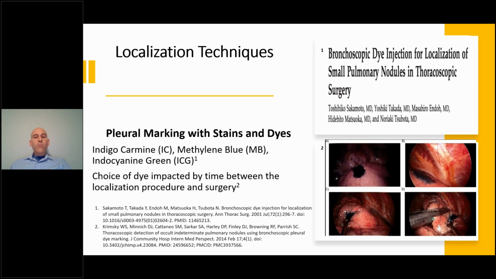And there's data out there, including a paper that I'm a co-author on, looking at using ICG-soaked fiducial coils to help facilitate a lung-sparing surgery up to even 14 days later. So it really depends on access, patient characteristics, availability of the surgeon, a lot of different factors that may help dictate or inform some type of decision making in terms of the type of marker that may be used.